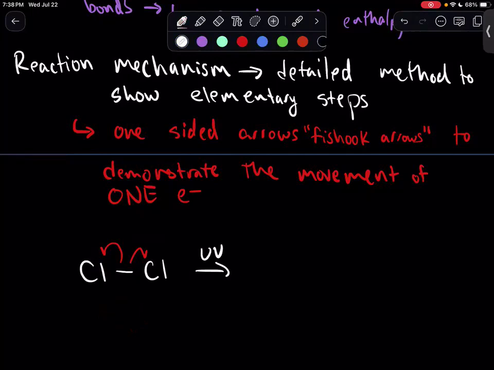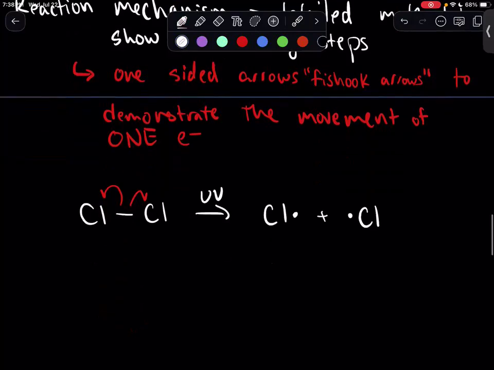What ends up being our result is one chlorine radical plus another chlorine radical. You'll notice that I put the two electrons on opposite ends. This doesn't matter so much, they both refer to the same compound. So that's how we can demonstrate homolytic fission, creating the radicals using a reaction mechanism.